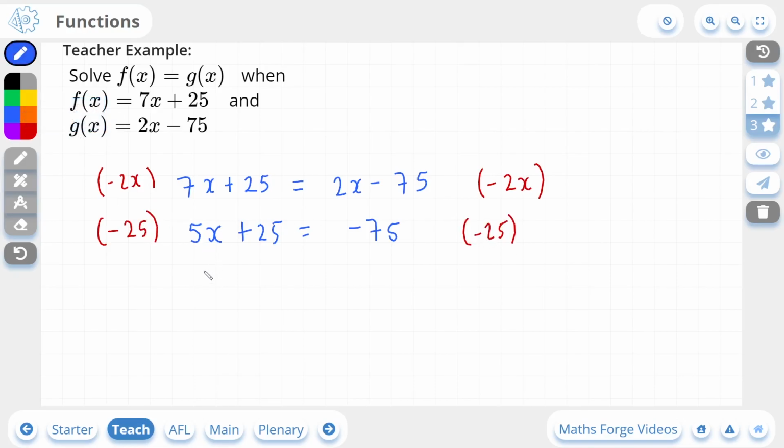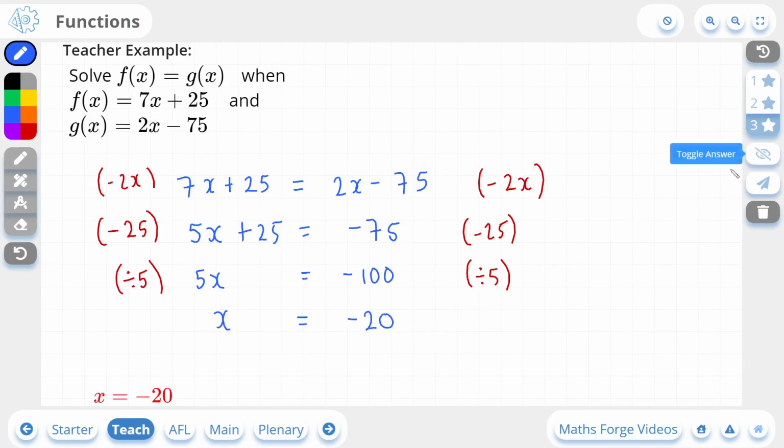And this is going to leave us with 5x is equal to minus 100, because of course negative 75, take away another 25, gives us negative 100. The final step to get x on its own and to solve this is to divide by 5, because of course 5x is 5 times x, so dividing by 5 cancels out that 5 that is attached to the x. So we divide both sides by 5. This is now going to leave us with x on the left-hand side, and on the right-hand side, 100 divided by 5 is 20, but a negative divided by a positive is a negative. So this gives us negative 20. And if we check our answer, there it is.